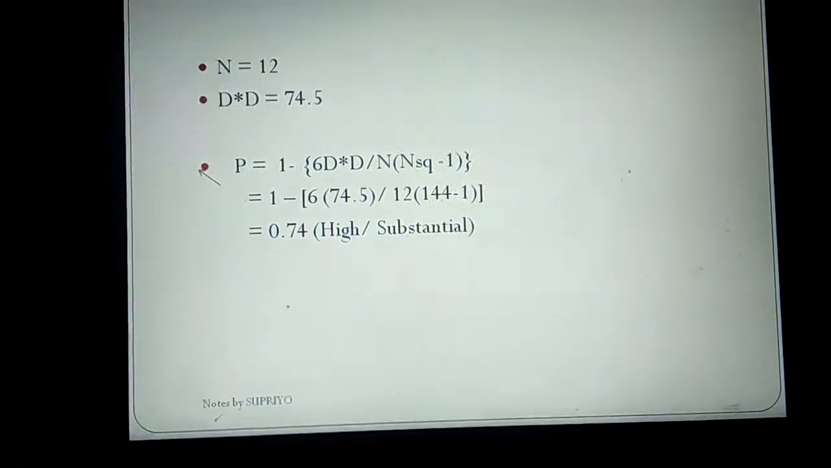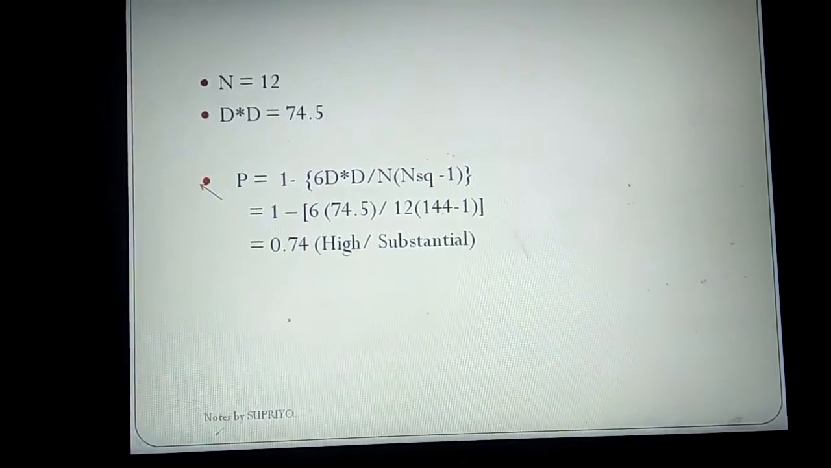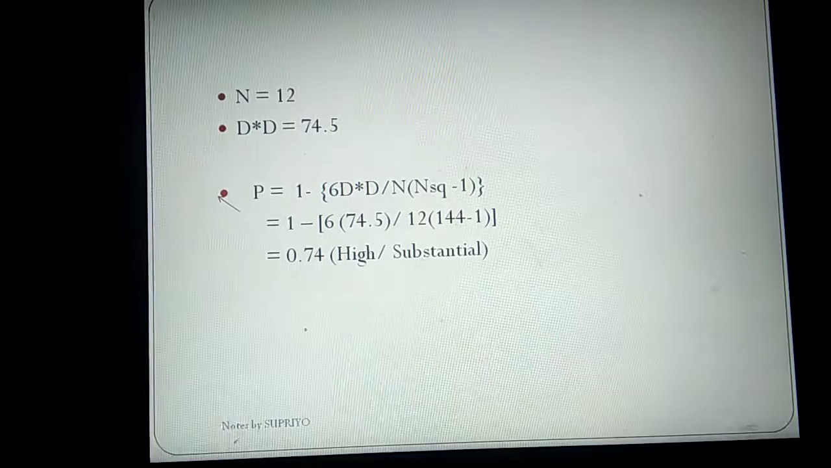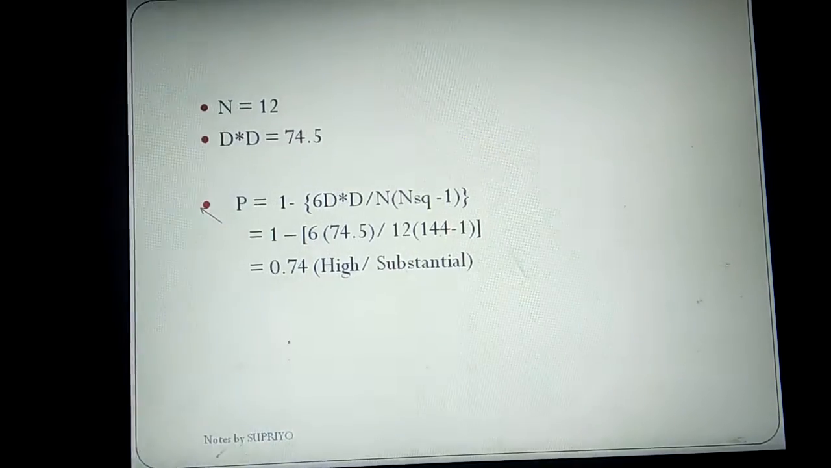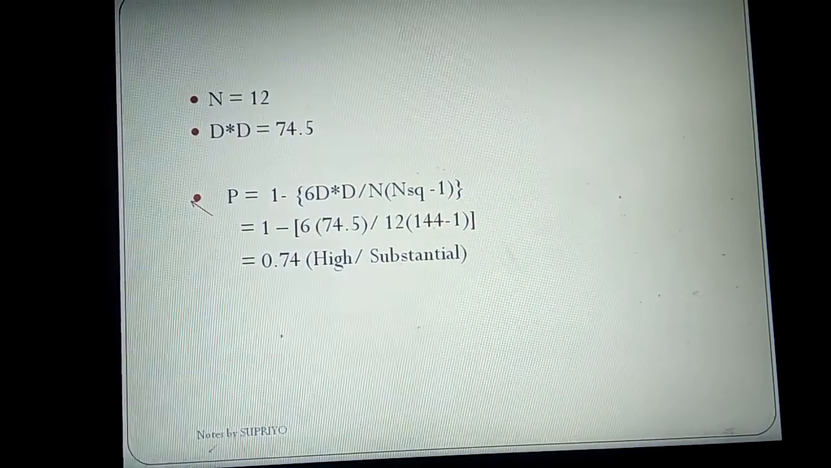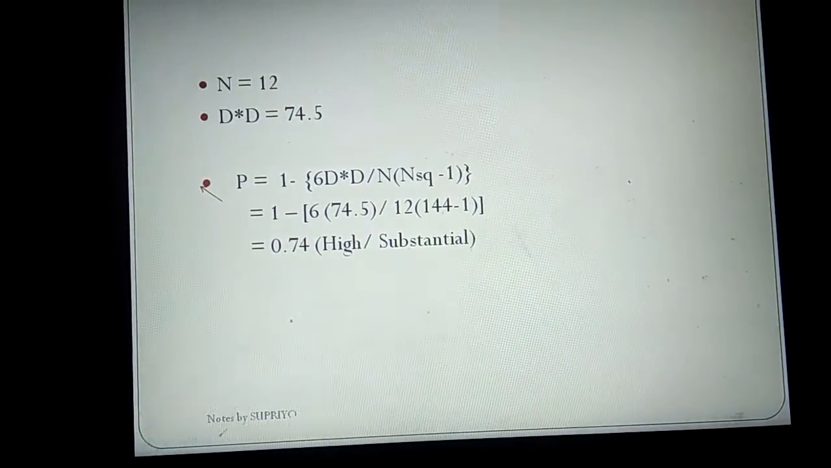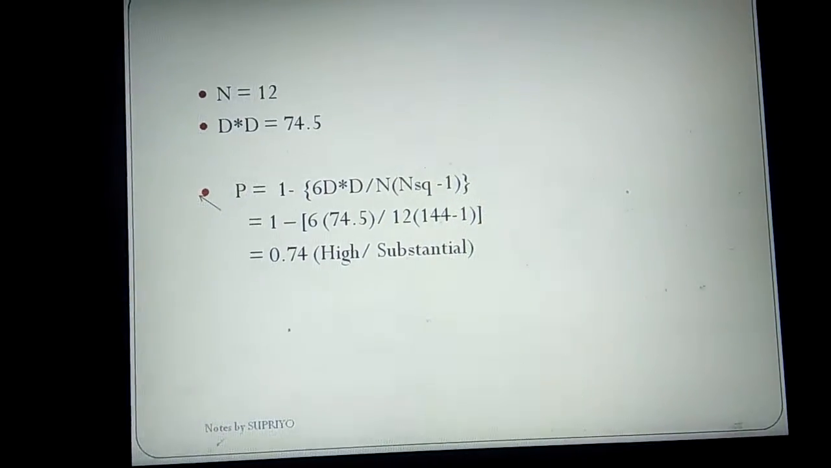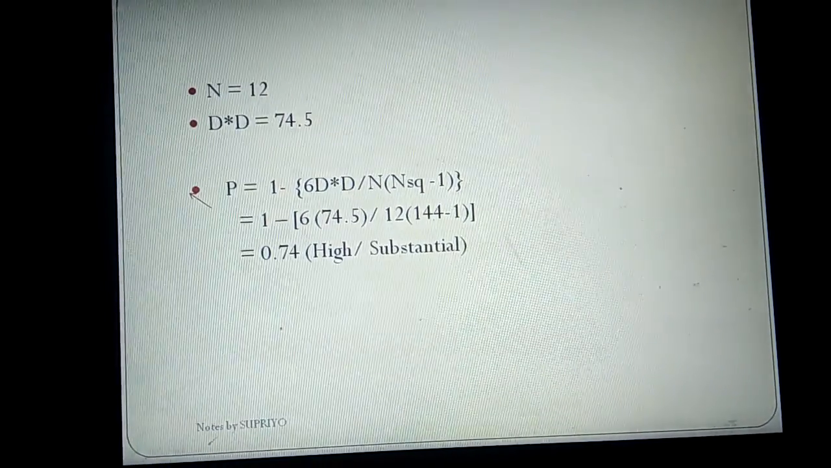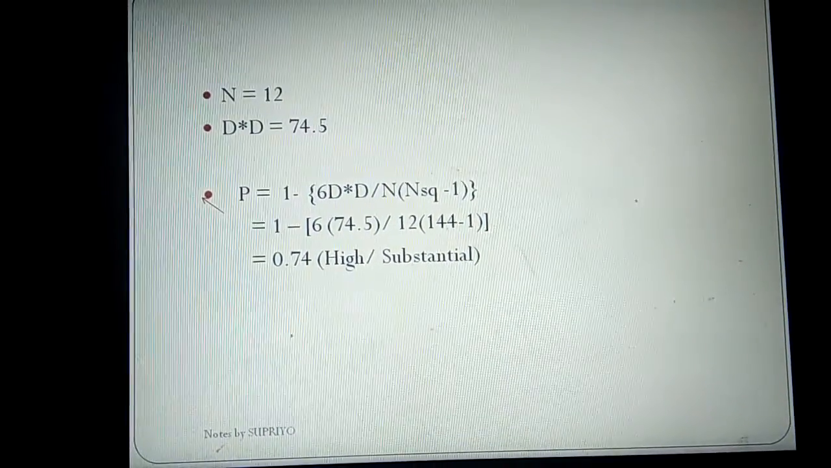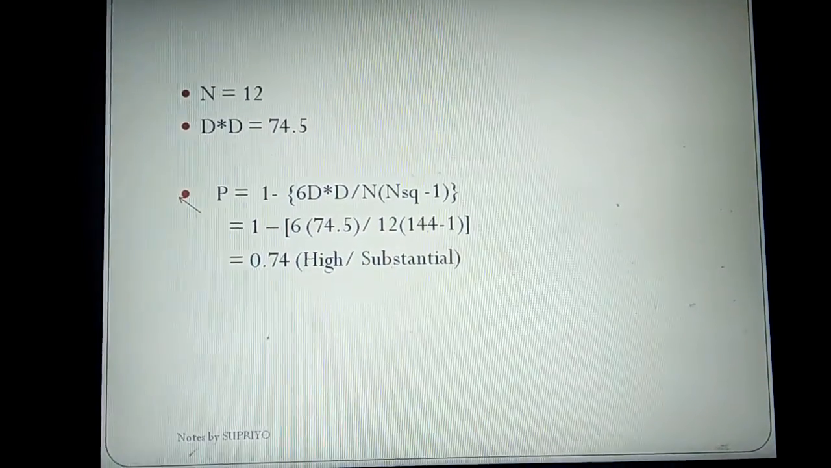So we saw that n was 12 because there were 12 learners, and the sum of D square is 74.5, which is obtained by adding up all the values of D square in the last column. Then we put the formula for correlation: 1 minus 6 sum D square over n times n square minus 1. So just putting in the values over here, we get the value as 0.74. Now 0.74 is a very high and substantial value, showing that the first test has a strong relationship with the second test.